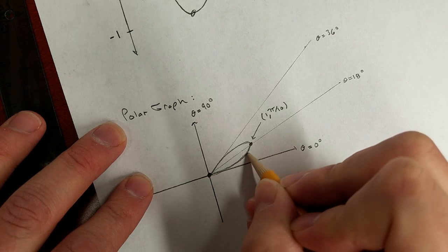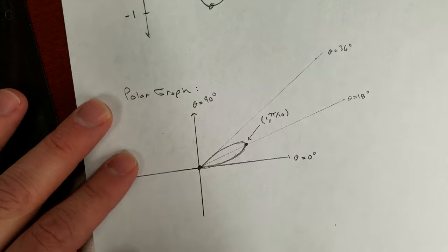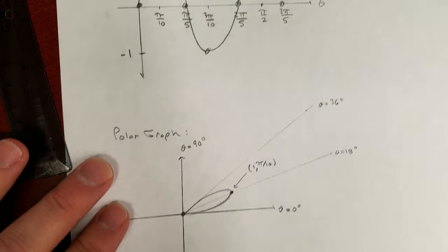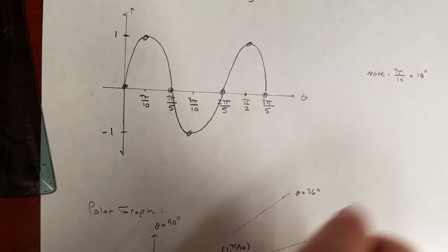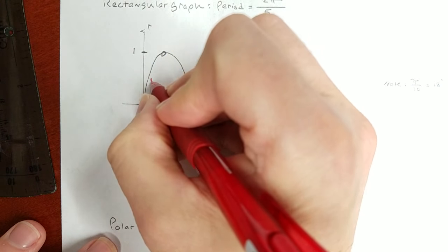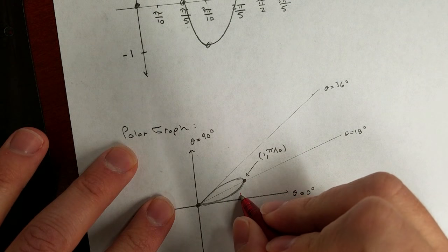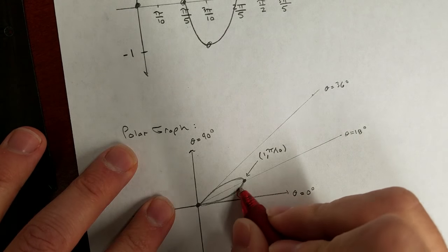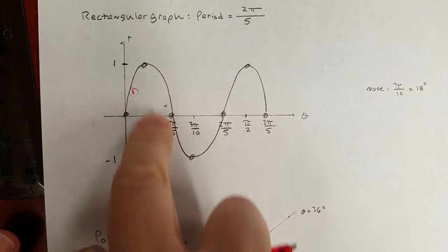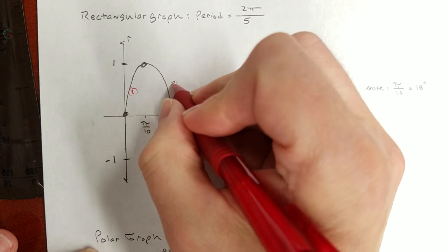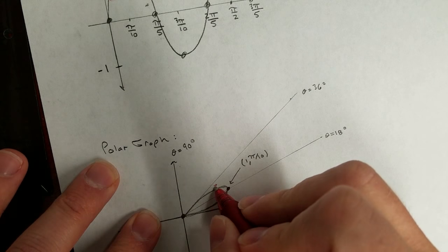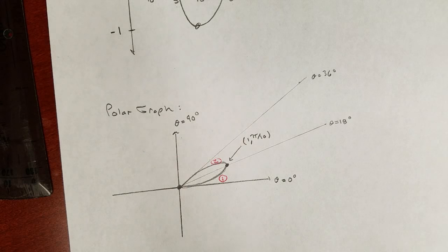So there's one of many loops on this graph right there. Okay? Now, if you'd like to see the way I did it in class, I'd say, see this section from 0 to pi over 10? That gives you this arc right here. And see this section from pi over 10 to pi over 2? Then that gives you this arc right there.